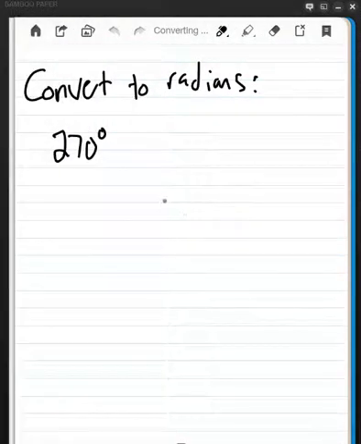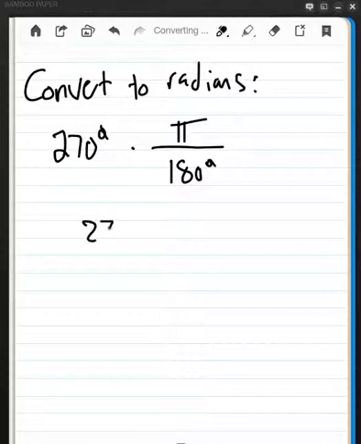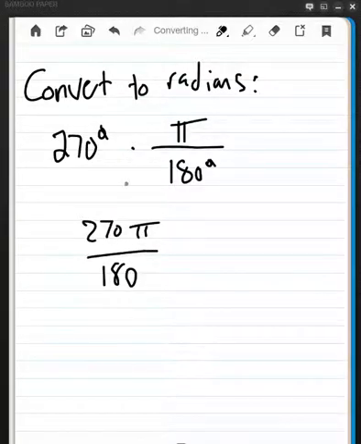One more. Let's convert 270 degrees into radians. So again, we're trying to reduce out the degrees, so that's what's going to go in the denominator. For this one, I'm going to do 180 degrees, and that's equal to pi radians. So the degree unit will reduce, so I really have 270 pi divided by 180. 90 goes into both 270 and 180 evenly, so 90 goes into 270 3 times. And 90 goes into 180 twice.